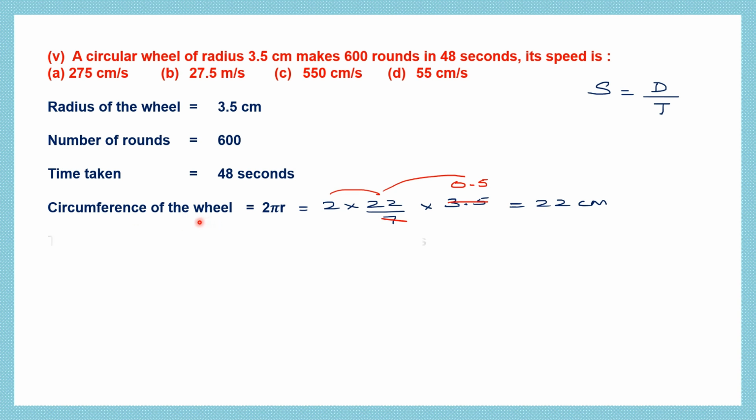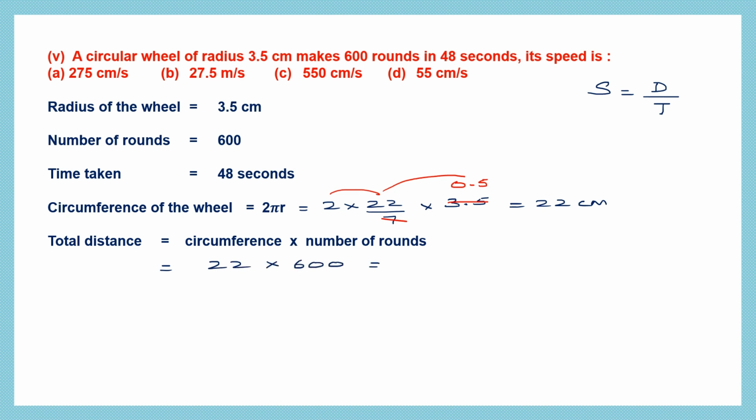We can find the distance. The total distance will be circumference into the number of rounds. So circumference is 22, the number of rounds is 600. So we have to multiply 22 into 600, and that will be 13,200. Now this is distance, so we write centimeters here because that is the unit given.